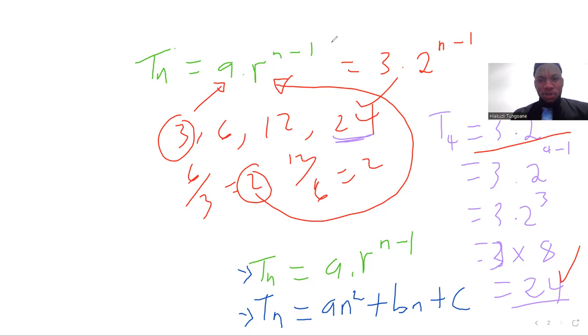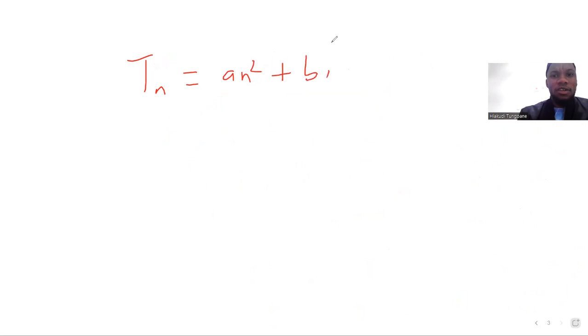Okay, so now let's look at quadratic. I'm just going to raise my board. For quadratic, remember we had the general term formula as an squared plus bn plus c. For us to calculate the general term formula, we need to know the value for A, the value for B, and the value for C. Then how do we determine those?